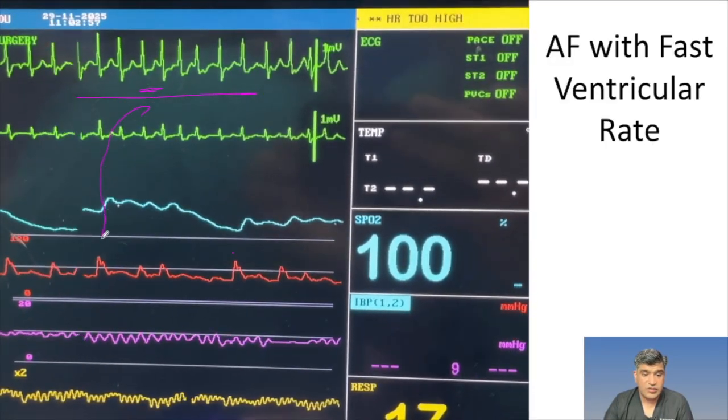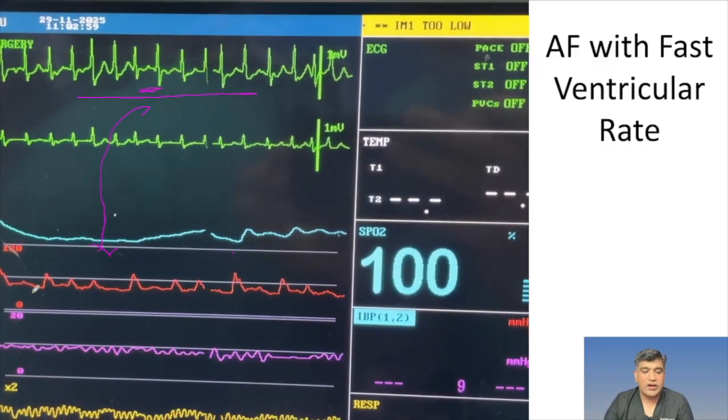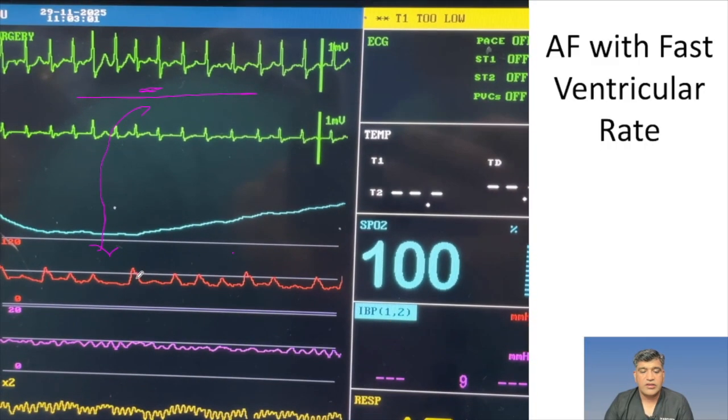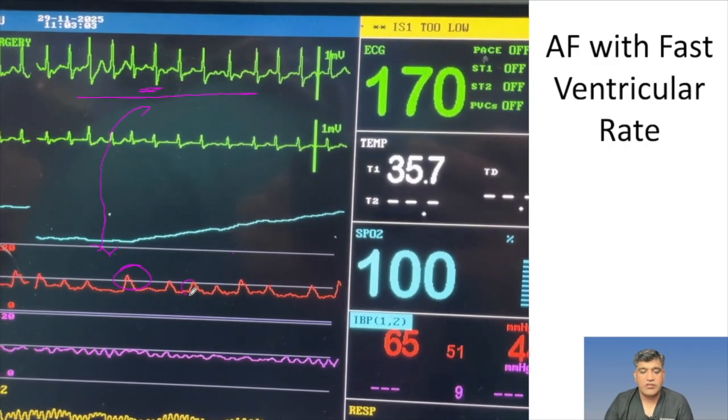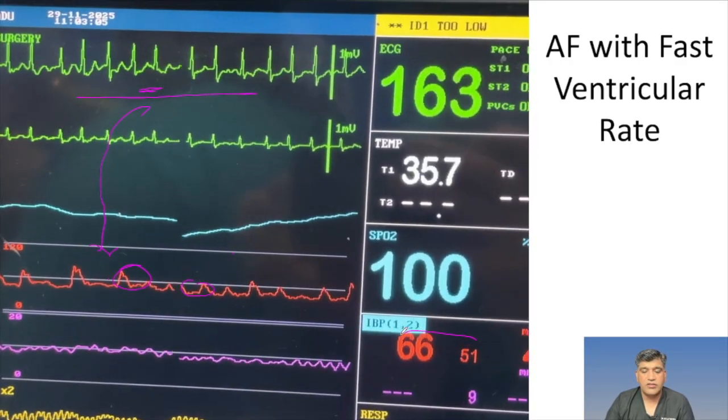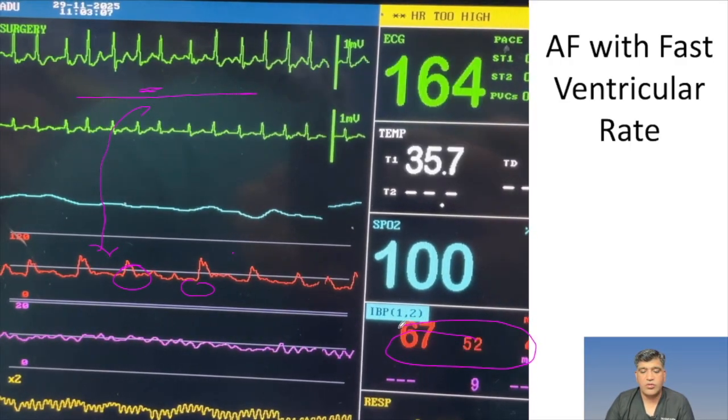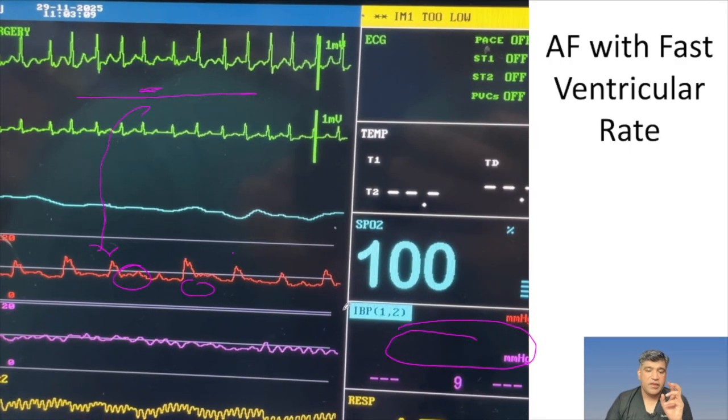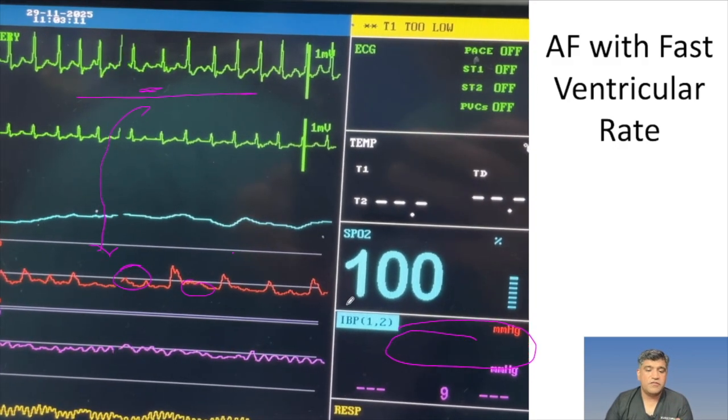You can also correlate with the cardiac output. This is the arterial line trace. Some cardiac outputs are great, some are very low, and the blood pressure is on a very low side. So this is AF with FVR, AF with fast ventricular rate.